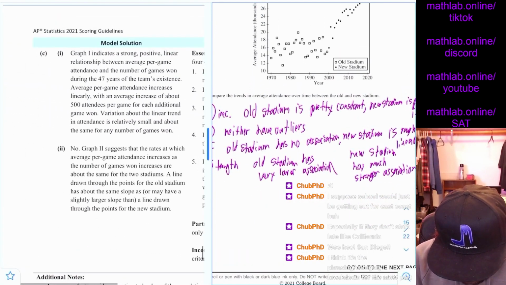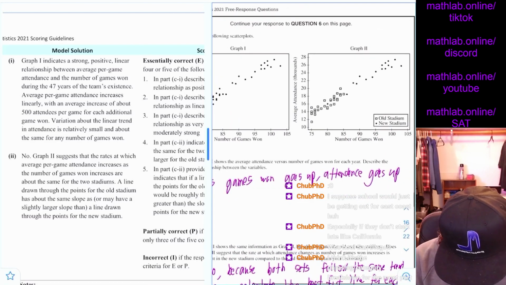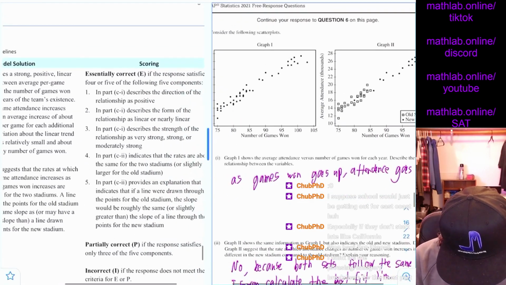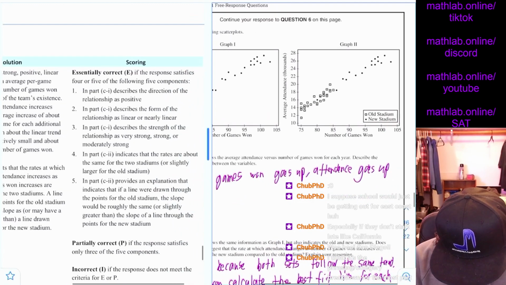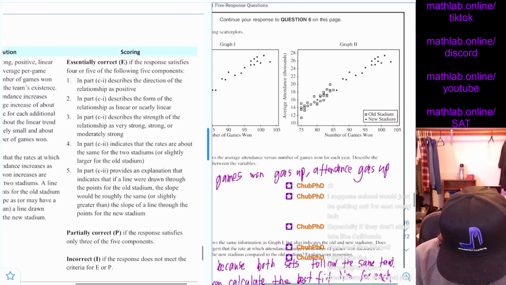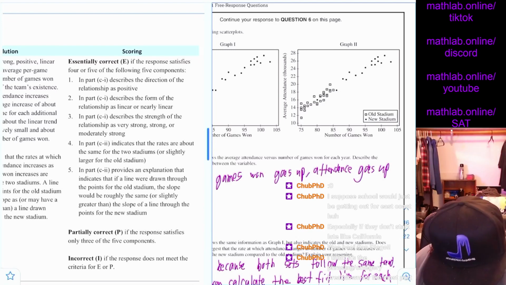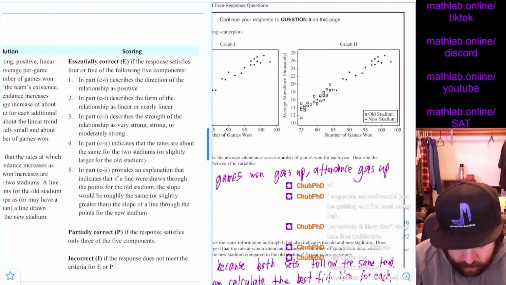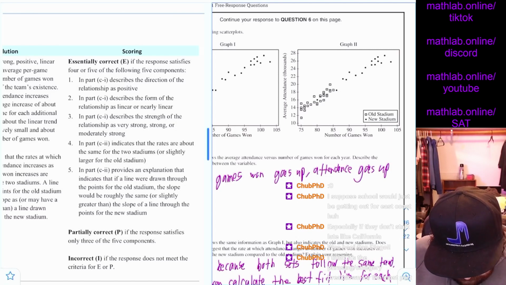Wait, is this all here? This is in part C? Oh gosh. So here I had to do all the DOFs? Oh no, I had to do dots here too. I had to describe the direction as positive. I did that. I didn't say it was linear. I didn't say the strength. I did say the rates are about the same for the two stadiums.